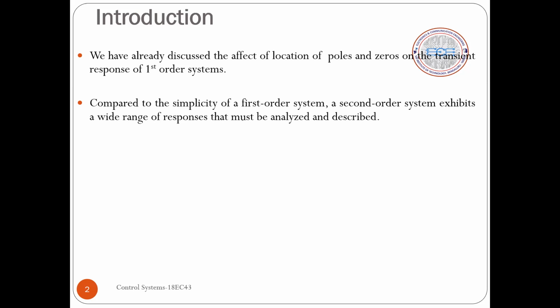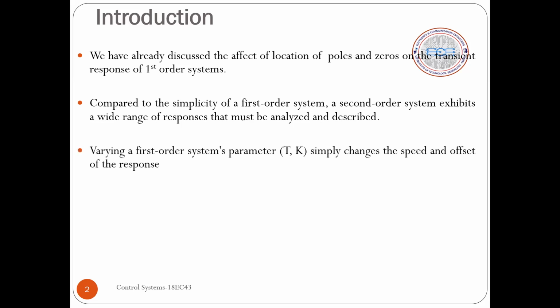We have to do that, then we have to find its time response. So, compared to the first order, a second order system exhibits a wide variety of response graphs. You will find different shapes, different patterns. Unlike the first order, where we had capital T and capital K parameters we were changing, and the offset and the speed of the response changed.